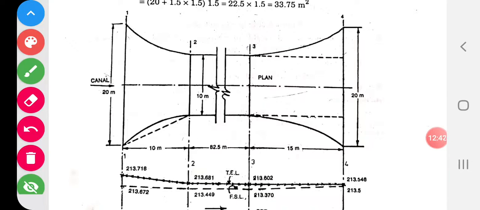So what will be the sections? This is the section at which the canal width is 20 meter. And what is section 2? It is the starting of the reduced width, that is 10 meter. And what is section 3? In section 3 also it is the same thing, 10 meter only. And what is section 4? Again it is coming back to its original width, 20 meter.